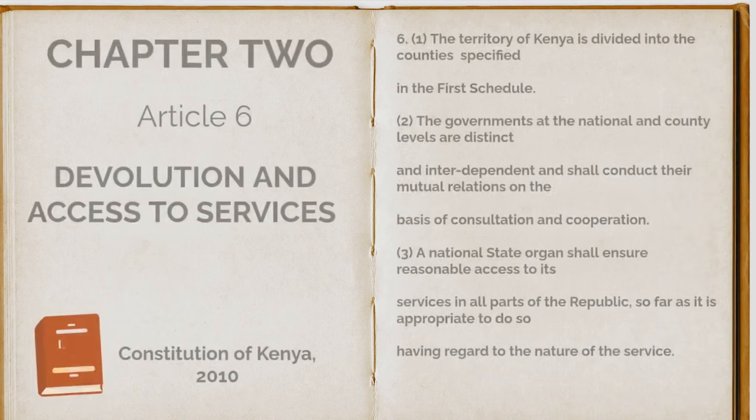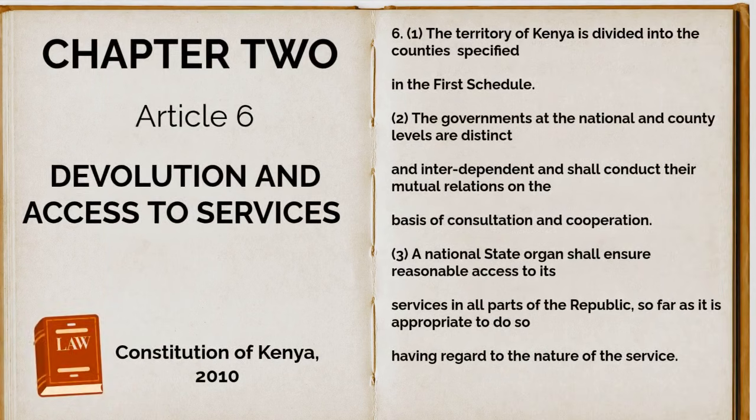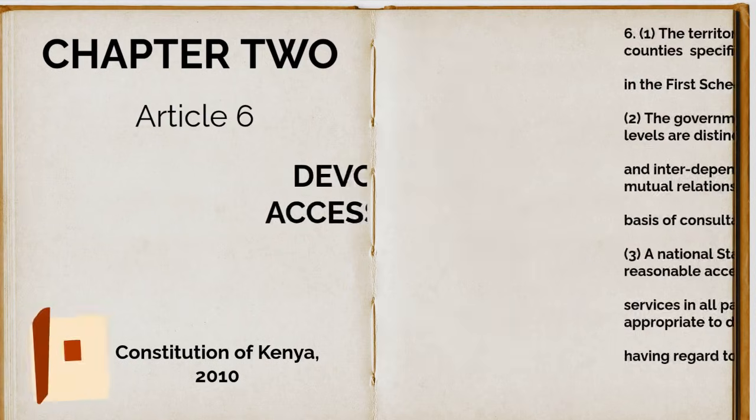Article 6, we have been talking about devolution. What is really devolution? Article 6 talks about devolution and access to services. In devolution, Article 6.1 says Kenya is divided into a national government and devolved units. 47 counties are found in Article 6. So you cannot change devolution. It is in Article 6 of the Kenyan Constitution.